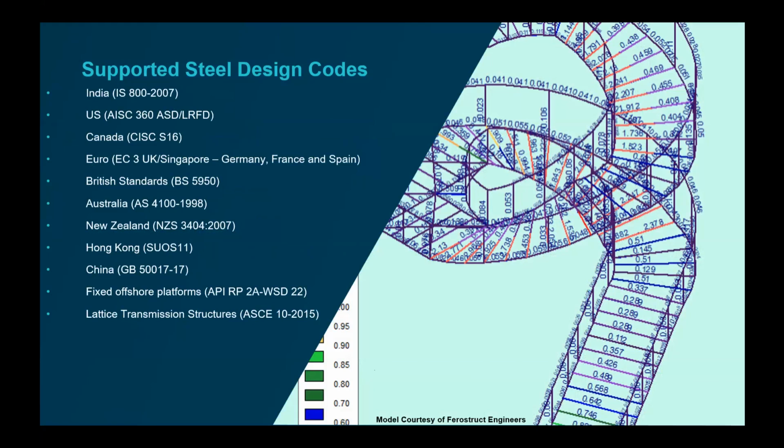For the Eurocode 3, for steel design, we have support for the UK Annex or the British standards as well. And we have the Singapore Annex and the three national annexes of Germany, France, and Spain. From there on, we can see the rest of the offer from Australia, New Zealand, Hong Kong, China, and even special structures for offshore platforms and lattice transmission structures.